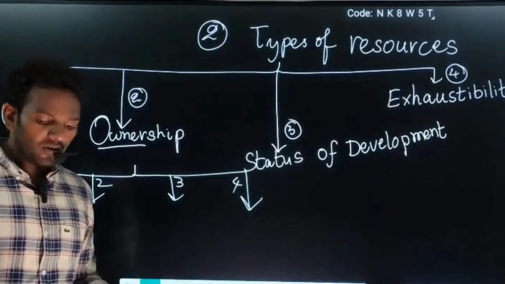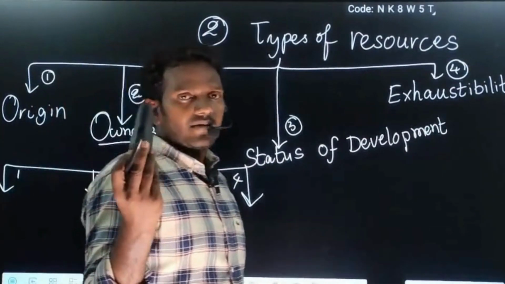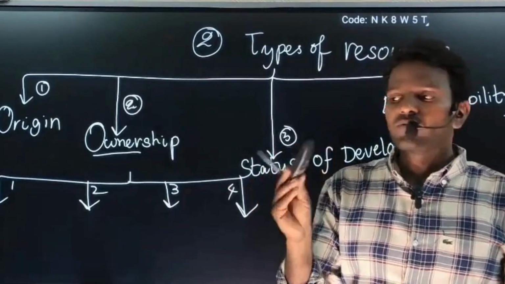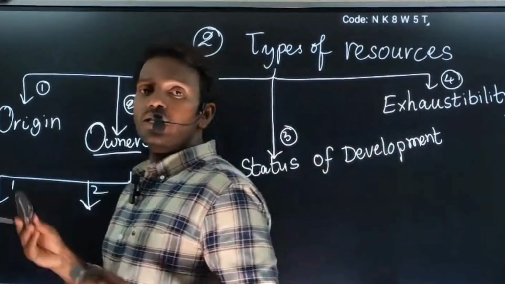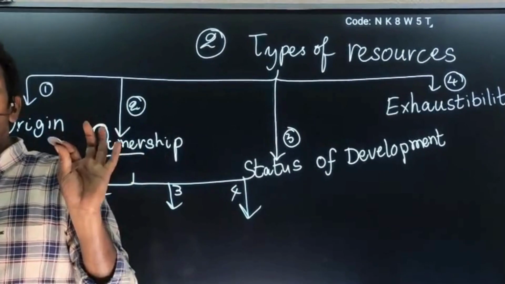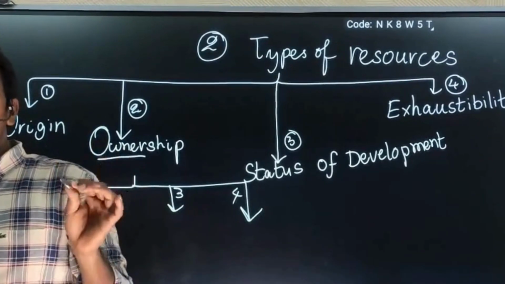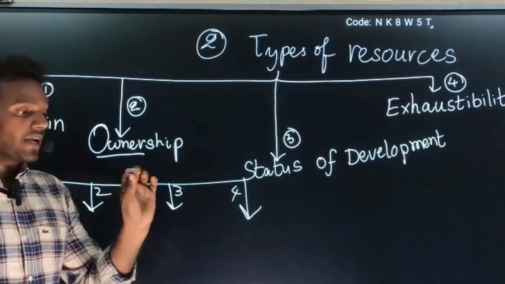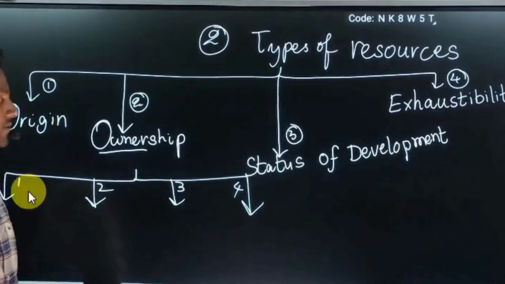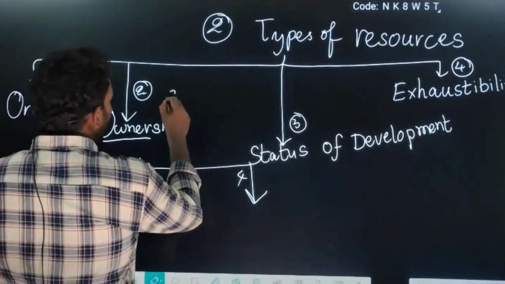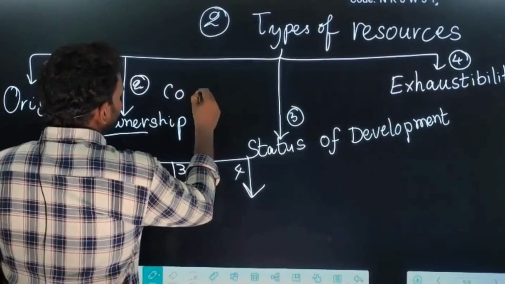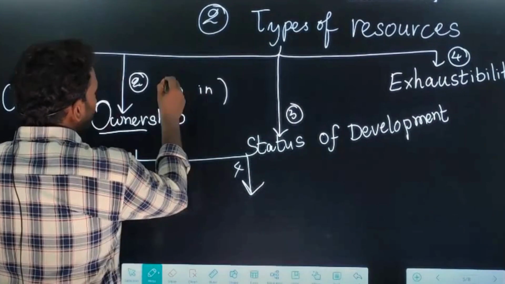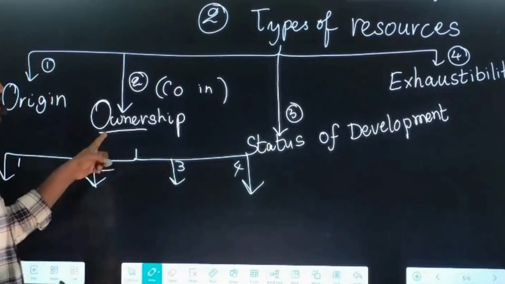For example, this is a slide changer. It is also a resource. If I want to become an owner of this, I need to purchase it. How can I purchase this? With the help of money only. For example, I am taking money as a coin here. This is the clue point for our ownership based classification.